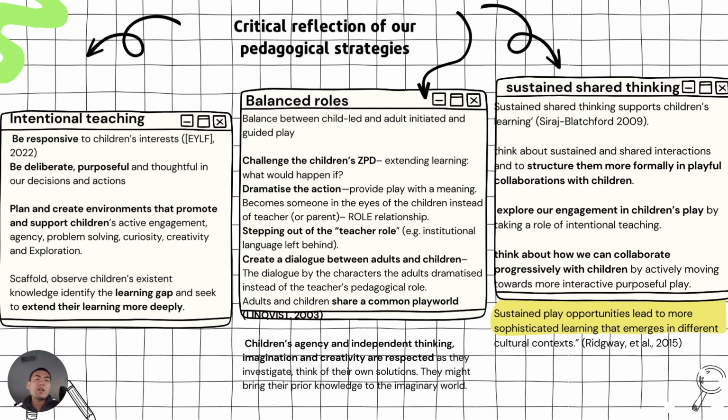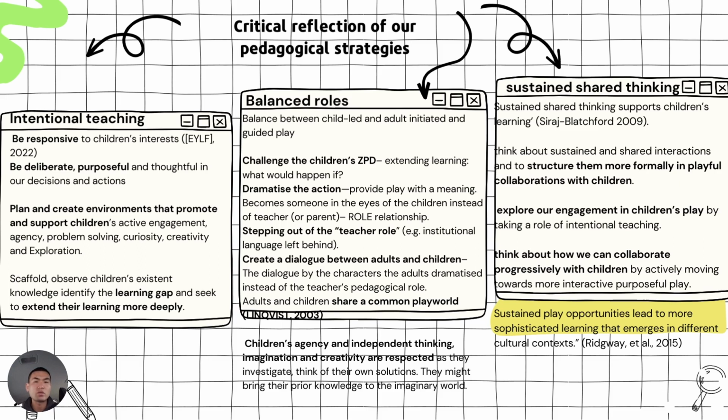And in the balanced roles of educators, it is a balance between child-led and adult-initiated guided play, in which educators, still being educators, try to challenge the children's ZPD and dramatize the action, becoming an actor in the eyes of the children instead of a teacher, stepping out of the teacher's role and actively creating dialogue between the adults and children, so that children and adults share common play worlds. At the same time, children's agency and independent thinking, imagination and creativity are respected as they investigate and think of their own solutions.